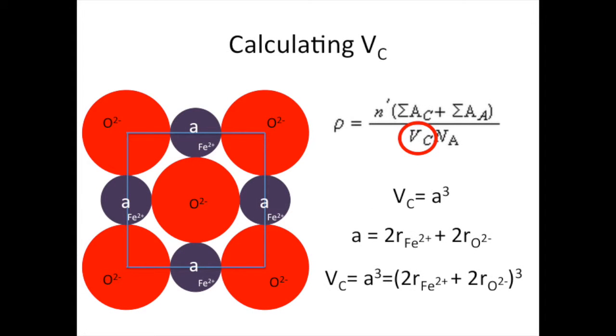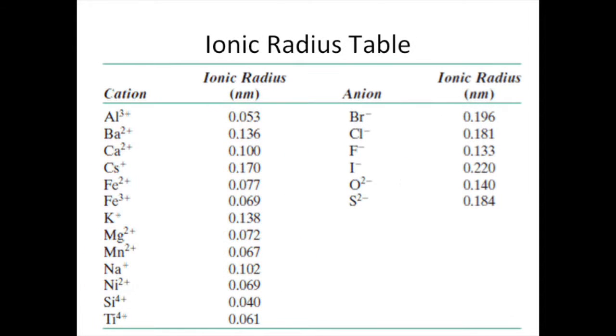V sub C is equal to A cubed. So we have to find what A equals. 1 full side of the structure is equal to A. 2 halves of the oxygen ion and 1 full iron ion make up A. Therefore, A is equal to the radius of the iron 2 plus ion multiplied by 2, plus the radius of the oxygen 2 minus ion multiplied by 2. This table shows the ionic radiuses of the specific ions.